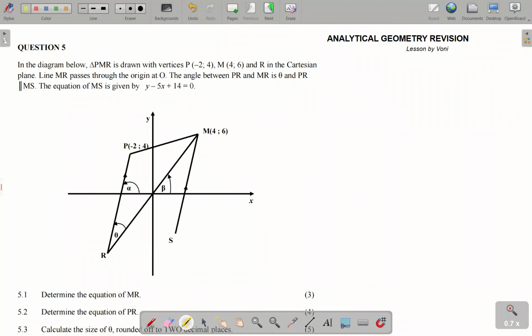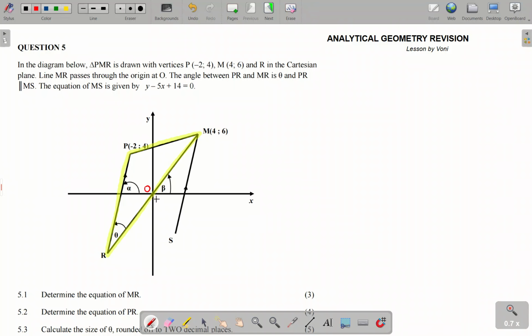In question 5, they say that in the diagram below, triangle PMR is drawn with vertices P, M, and R. So this is the triangle. They say that line MR passes through the origin, and the origin is O.